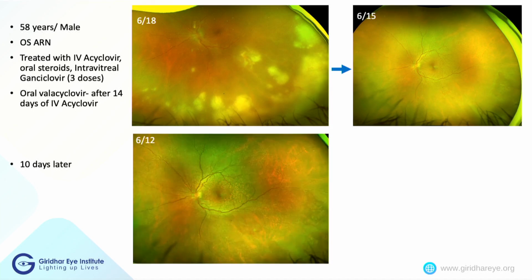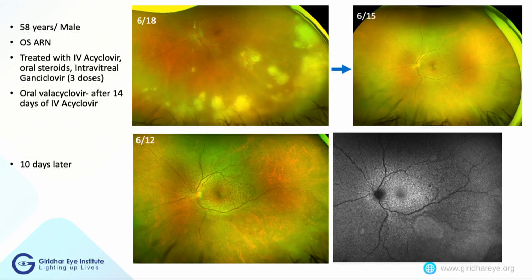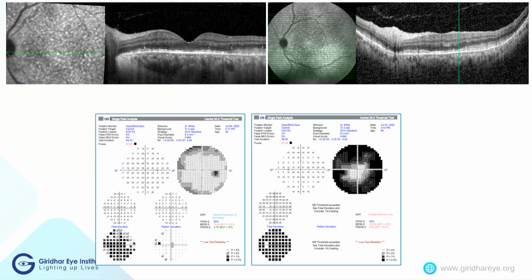But 10 days later, he came back with complaints of decrease in vision, and you can see very extensive RPE mottling, which we hardly see in a patient who resolved ARN. And this was highlighted much better in the autofluorescence. So then we had more doubt. OCT showed extensive hyper-reflective outer retinal deposits, extensive field loss on FFA.